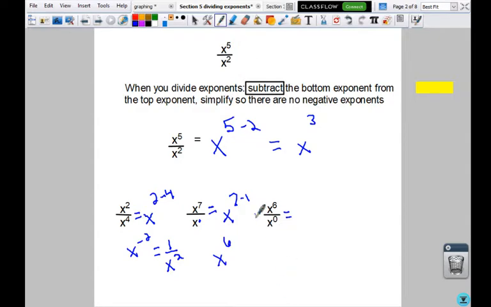Then this last one, x to the 6 over x to the 0 is just x to the 6 minus 0, which is x to the 6. Pretty easy now. They're all X's. What's 6 minus 0? Oh, that's how it works.